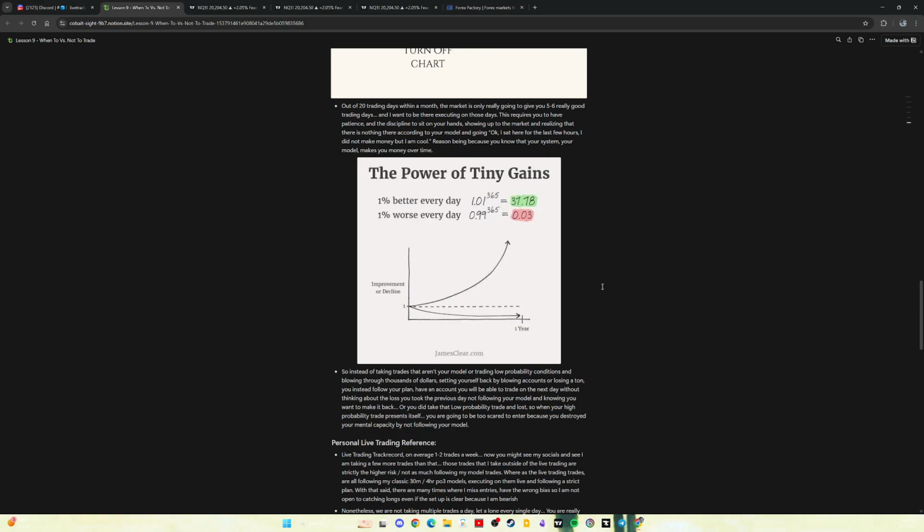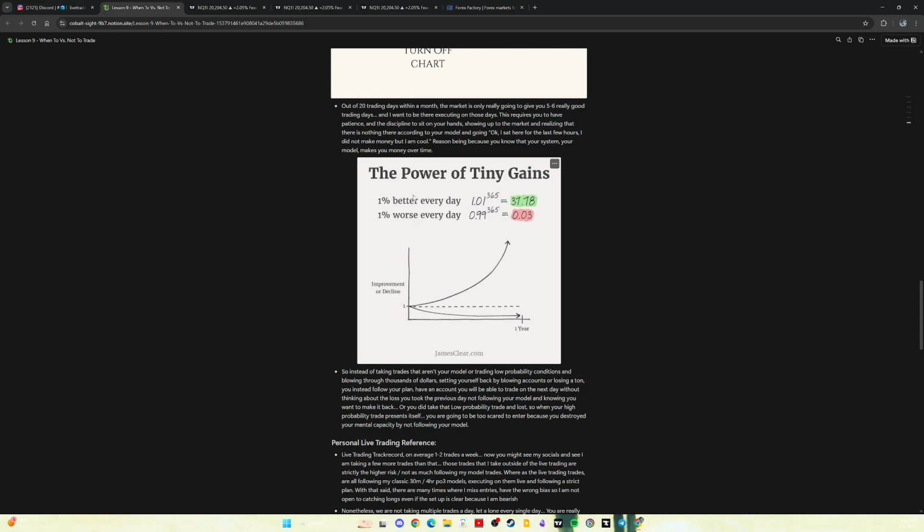It comes down to showing up to the market and realizing that there's nothing there according to your model, and being content with that, just going and saying, okay, I sat here for the last few hours, I did not make any money, but I'm cool, I'm calm, I'm fine with that. Reason being is because you know that according to your system, your model, it makes you money over time. So regardless of whether you take a trade or not, as long as you're following your plan, following your rules, following your model, you are still getting 1% better every single day.